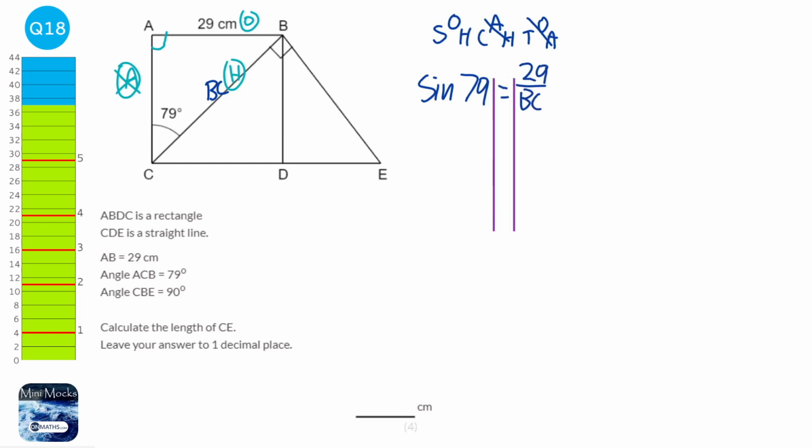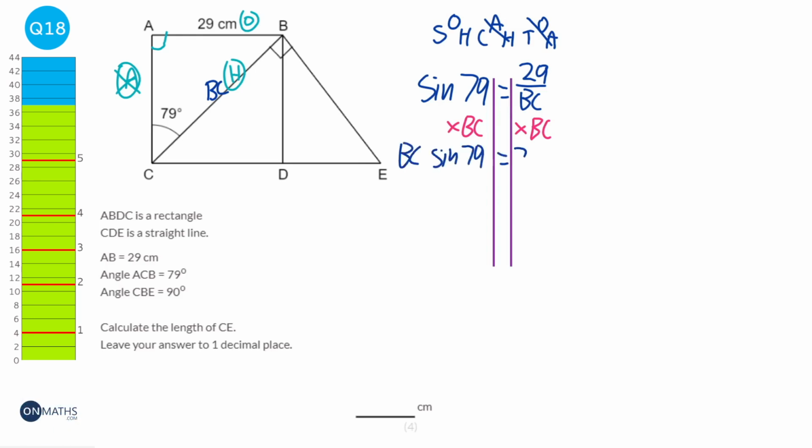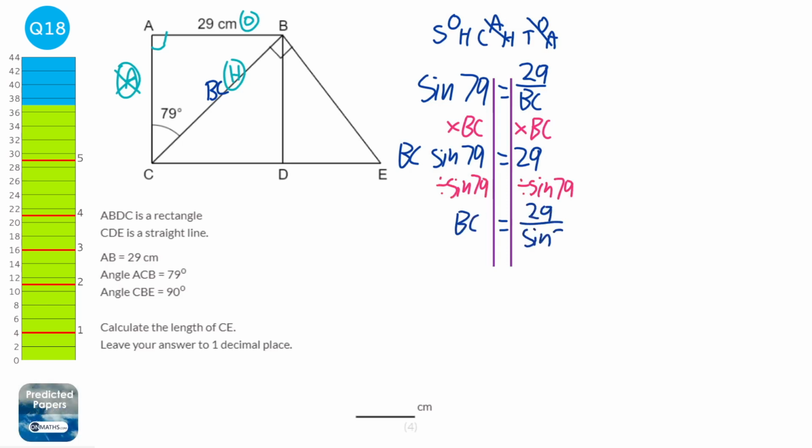So I'm going to put my solving lines in. We need to times both sides by BC first of all, so we end up with BC sine 79 equals 29. And we're just going to divide both sides by sine 79. Just a bit of rearranging, so BC will be 29 over sine 79. And when you do that in the calculator, you get 29.542, blah, blah, blah.